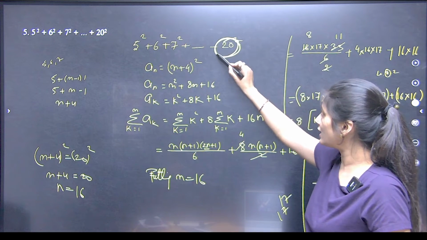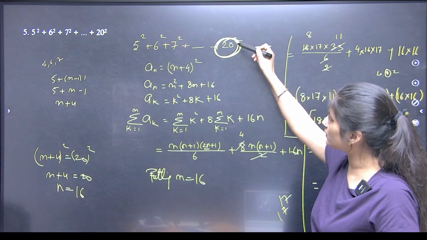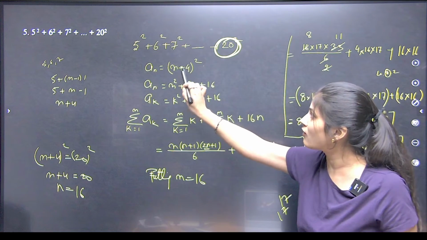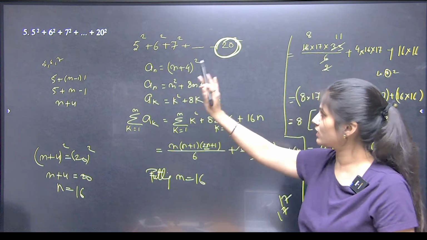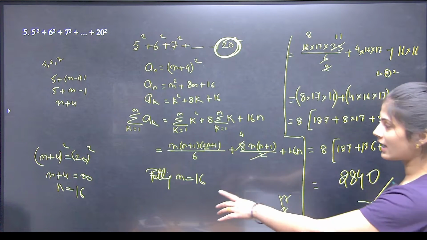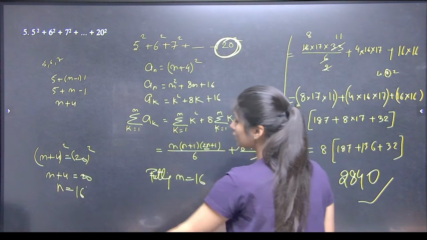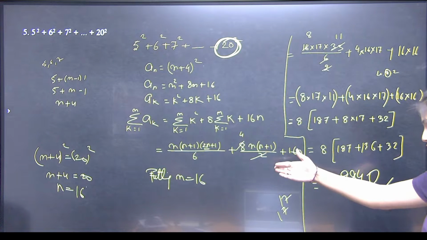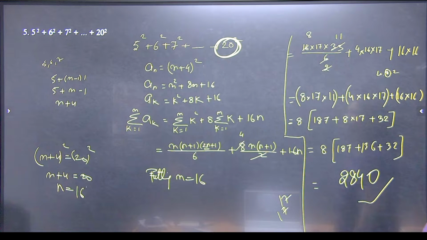So this value, the nth term should be 20 square. So we have n plus 4 whole square. What should be the value of n? Show that it will remain 20 square. So I have equated n plus 4 with 20 to get the value of n, and I have placed the value of n in the given solution. Okay.